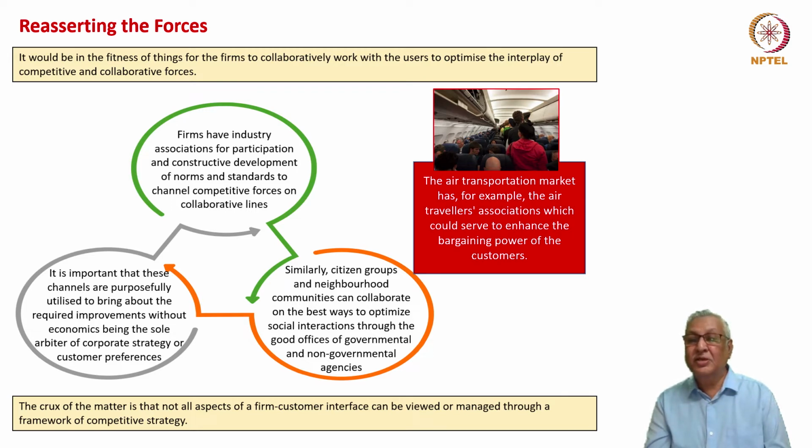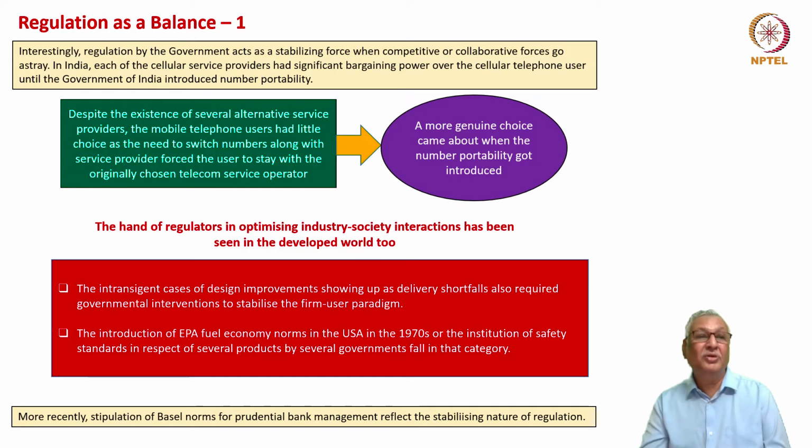The air transportation market has, for example, the Air Travelers Associations. These should serve to enhance the bargaining power of the customers, that is, the air travelers. The crux of the matter is that not all aspects of a firm-customer interface can be viewed or managed through the framework of competitive strategy. It requires additional apparatus to make the power or the expectations of the consumers felt on the industry. Similarly, the industry is motivated to learn from the silent feedback of the customer group and modify its products and services. So we have to reassert the forces of competition.